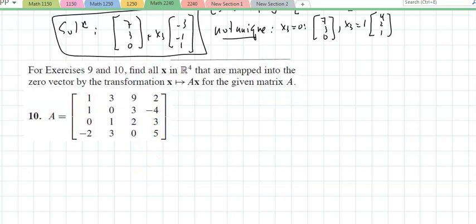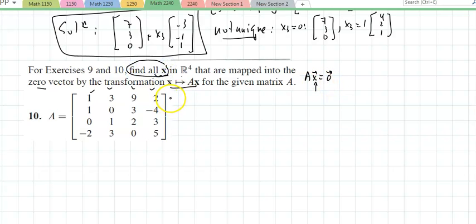Let's see if we understand what this is saying. This problem right here says, in 9 and 10, find all x. Find x in R4, well, that's because we have 4 of those, x1, x2, x3, x4, that are mapped into the 0 vector by the transformation, x is mapped into Ax. What does that mean? Mapped into the 0 vector. That means pretty much what you think. I hope you think what I'm thinking. That means A times x equals 0. Find x.